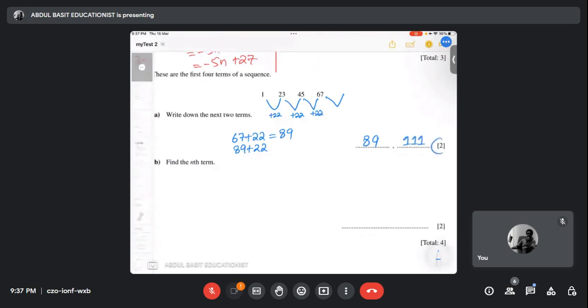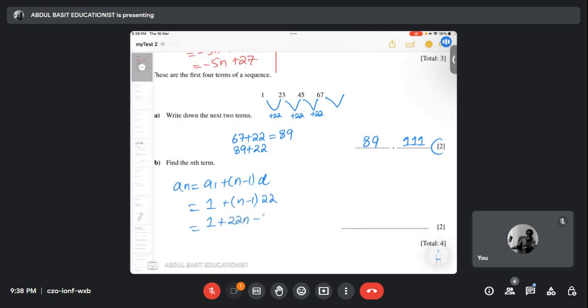Rida, do you understand, beta? Yes sir. Okay, now it's the n term. For the n term, the formula is arithmetic. If the sequence is arithmetic, apply the arithmetic formula; if it's geometric, apply the geometric one. A1 means the first term, the first term here is 1, plus n minus 1 and the difference is 22. So it's just algebra. 1 plus 22n minus 22, arranging is necessary: 22n minus 22 plus 1. So 22n minus 21.